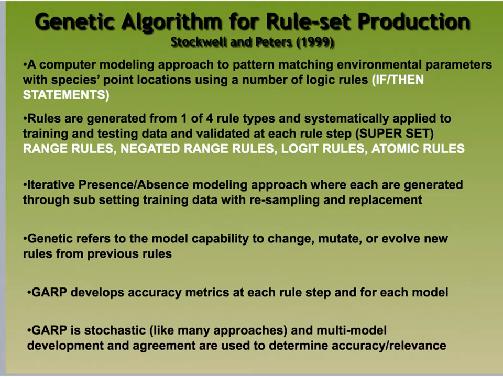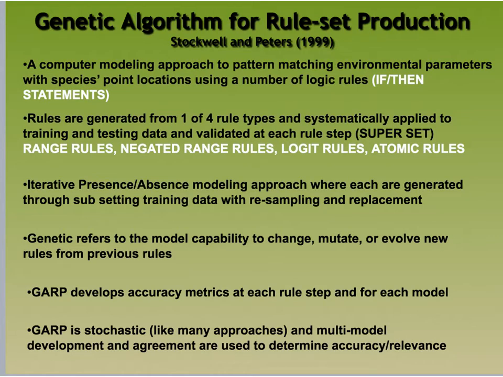So let's look briefly at what the genetic algorithm for rule set production or prediction is. In the original 1999 paper, the term production was used, and in later papers, some of the papers most commonly cited today, production has been replaced with prediction. So you'll see it interchangeably, but originally was rule set production. The original model put out by Stockwell and Peters, 1999.